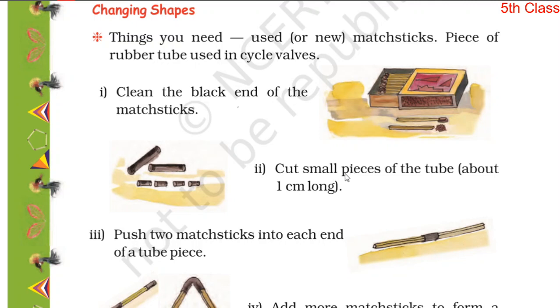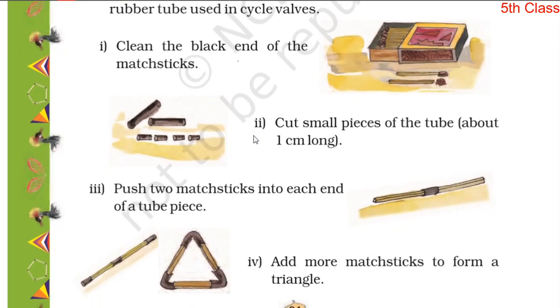Now, cut small pieces of the tube about 1 centimeter long. This is the cycle valve tube. You cut it into small pieces of length 1 centimeter. So this is 1 centimeter. You cut it into 1 centimeter pieces.